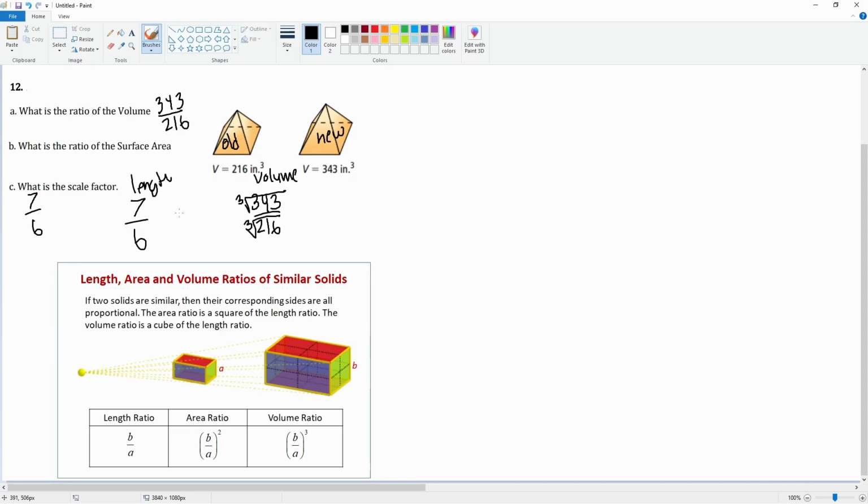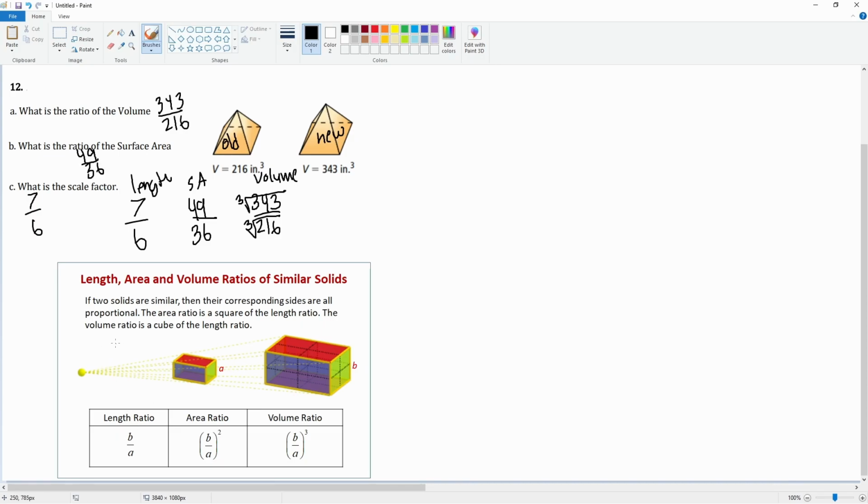And then we can get the surface area. The surface area is the squared version. So 7 squared is 49, and 6 squared is 36. So the surface area ratio is 49 over 36.